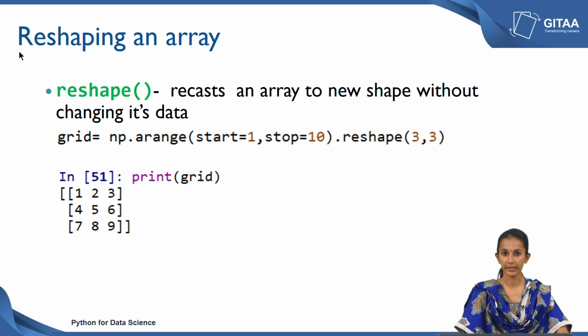So, let us print the grid. You will be getting a 3 cross 3 array, where the first row has elements 1, 2, 3, the second row has 4, 5, 6, and the third row consists of 7, 8 and 9. So, this is one way of creating an array using the arange function as well as the reshape function which is available in Python.